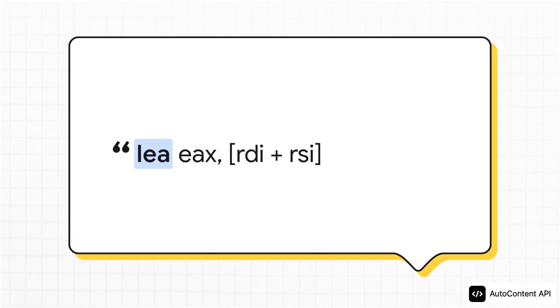Instead of add, you see this thing. This is actual assembly code, the language that talks directly to the processor. And it looks pretty cryptic, doesn't it? There's no add anywhere. Instead, you've got this command, LEA, and that is the puzzle we're going to solve today.